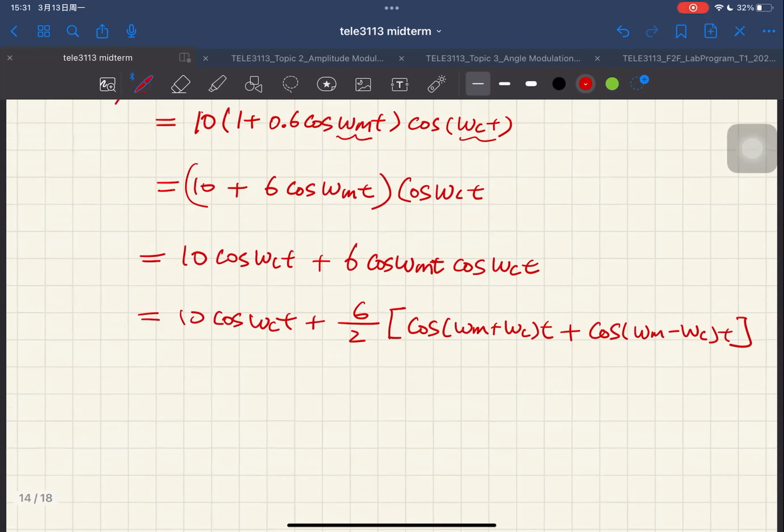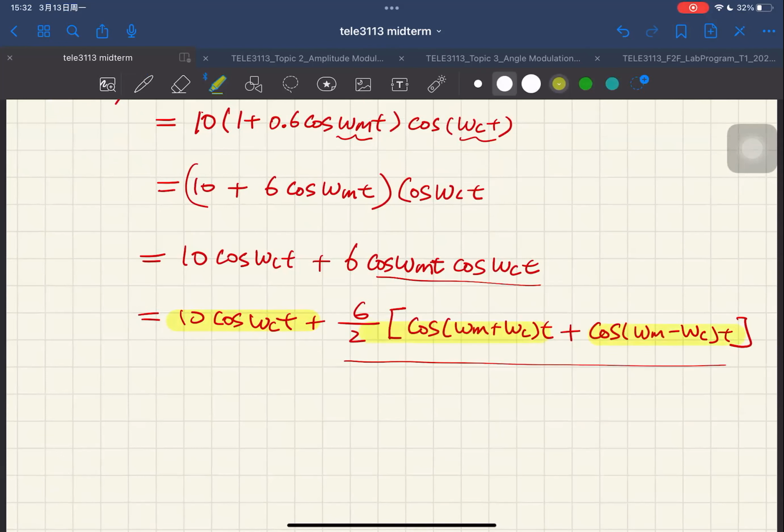Anyone got a question from this step to this step? We just applied a trig identity there. Okay, so now you only have 3 sinusoidal functions, right? What's the energy for this one? It's A squared over 2, which is 10 squared over 2, which is 100 over 2, which is 50.